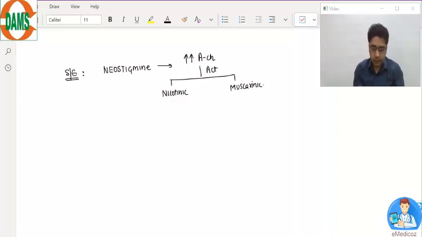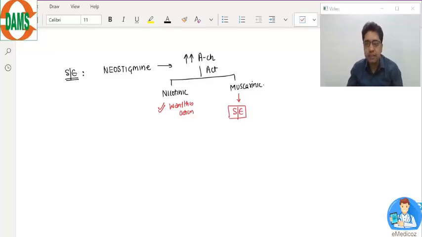Now my question is, in all the above diseases like cobra bite, myasthenia gravis or curare, we want the action on the nicotinic receptor. So in all the above diseases, we want the action of neostigmine on which receptor? Nicotinic receptor. But because of the muscarinic action, neostigmine will produce its side effects. So we want action on nicotinic, we don't want action on muscarinic.